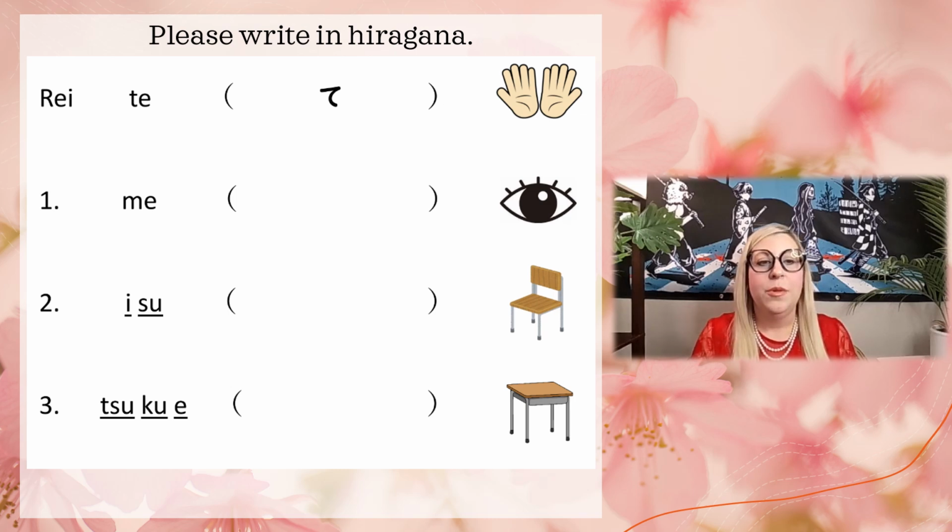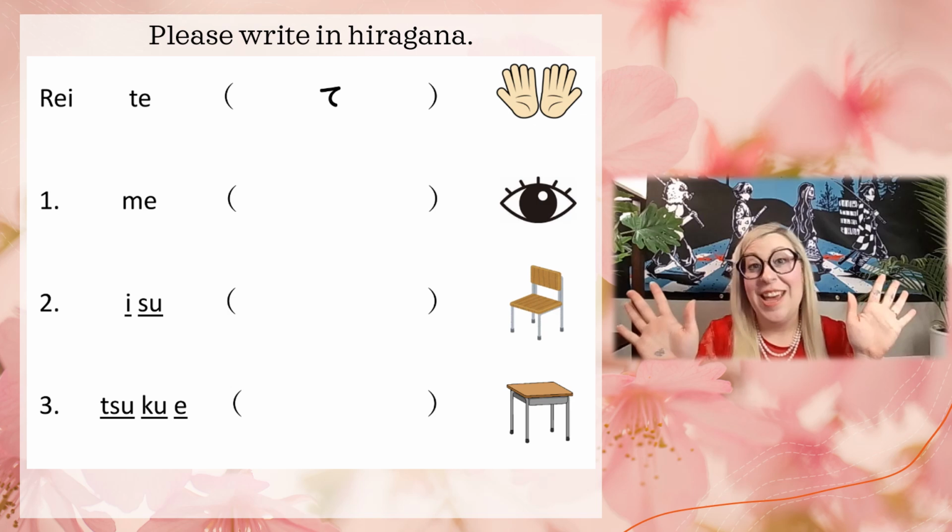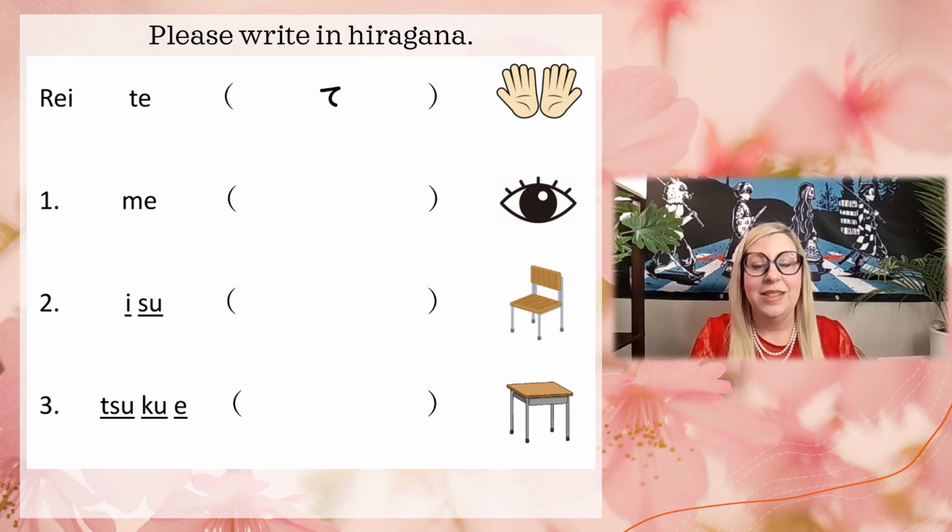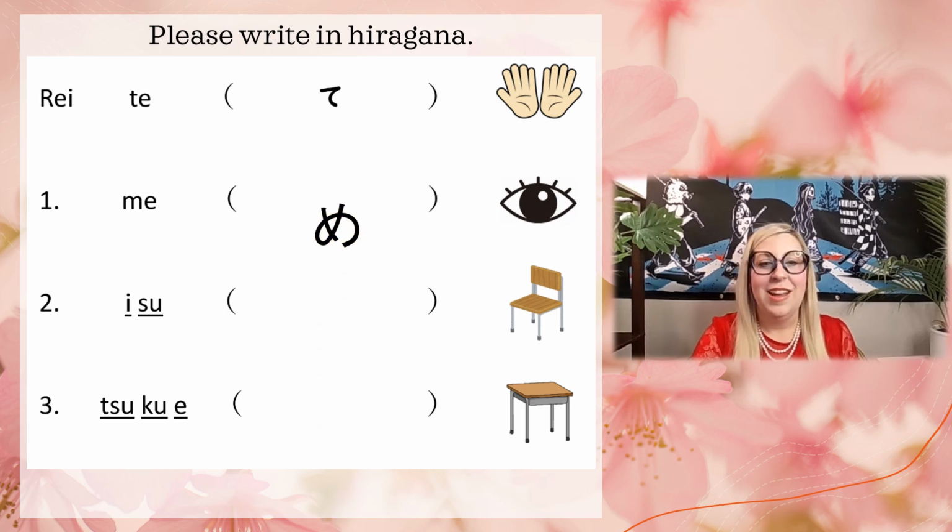For our example, rei, we see the word te, and then on the right hand side we see hands. So we know the hiragana for te means hands and she's put the hiragana in the parentheses. So for number 1, we have watashi. And on the right side, we see an I. So that is the word for I, watashi, and the hiragana is watashi.